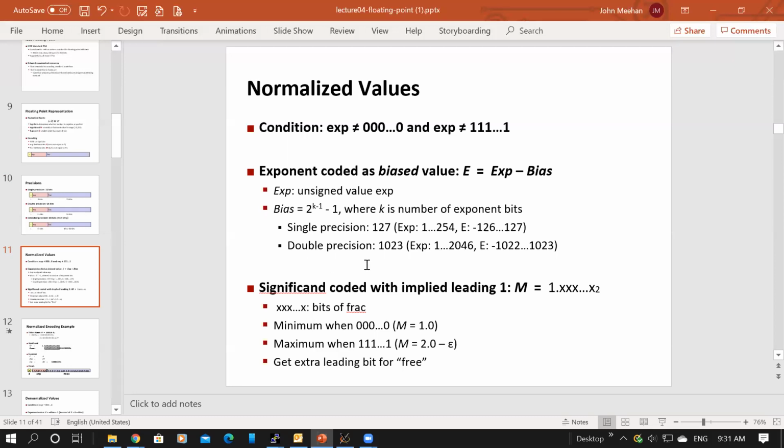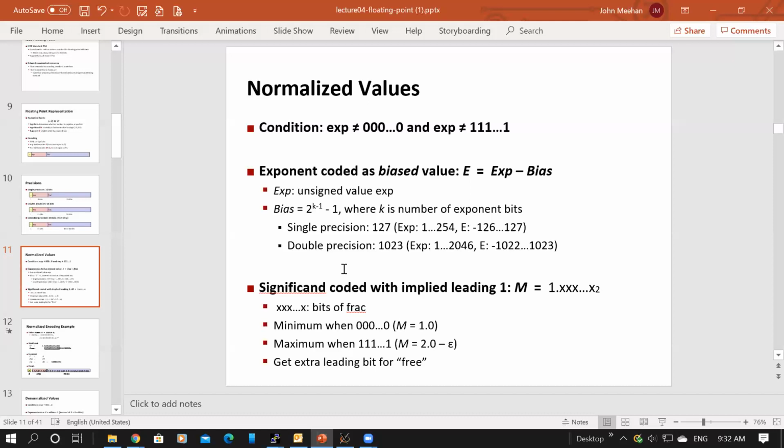In the case of double precision, where I have 11 bits, right, 2 to the 10th is 1024. And if I subtract 1, I get 1023. So the bias that's used in encoding the exp field in double precision is 1023. We'll look at some specific examples in a second and see what the actual numbers look like. This is just the scheme that we're going to use.